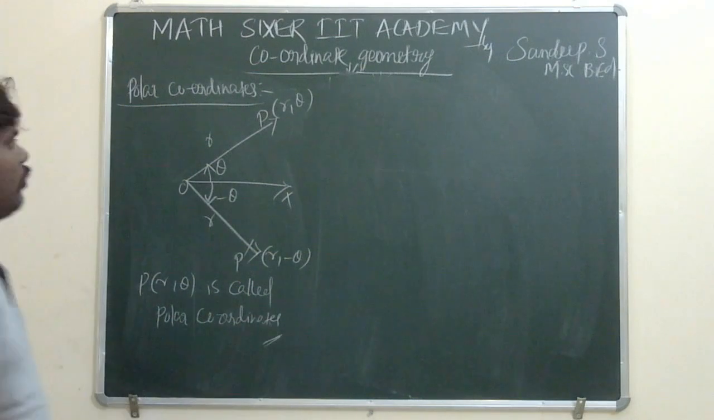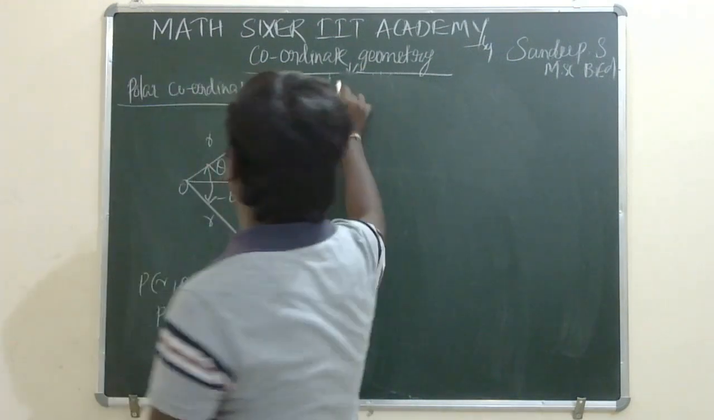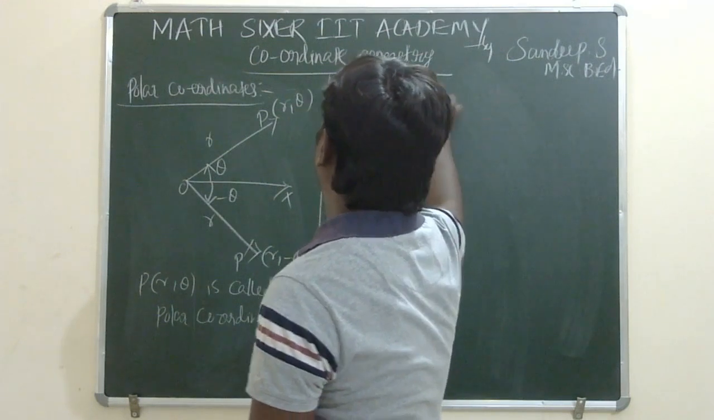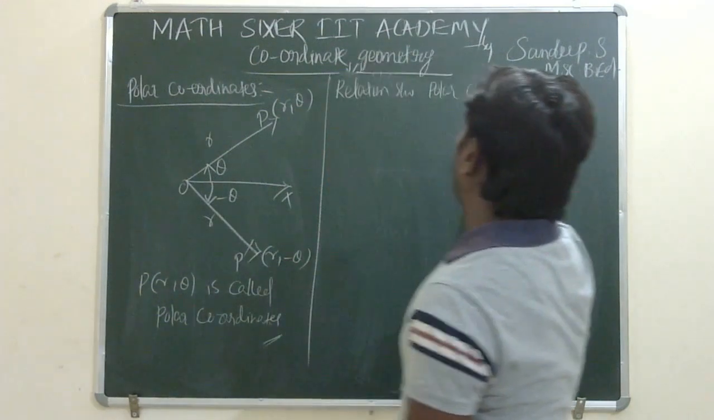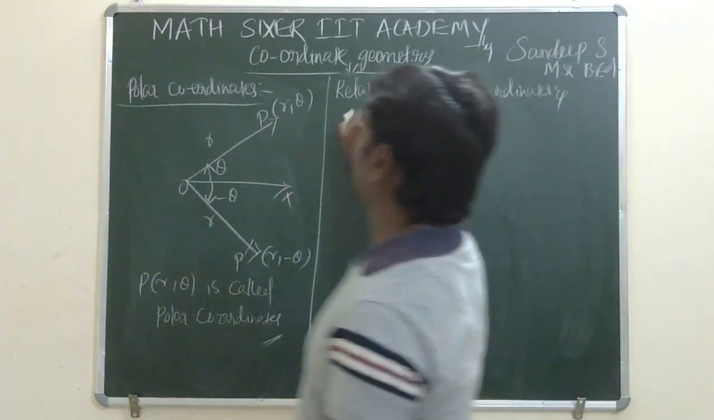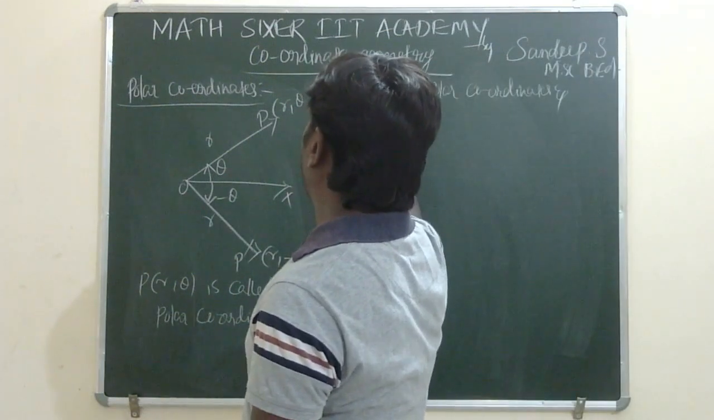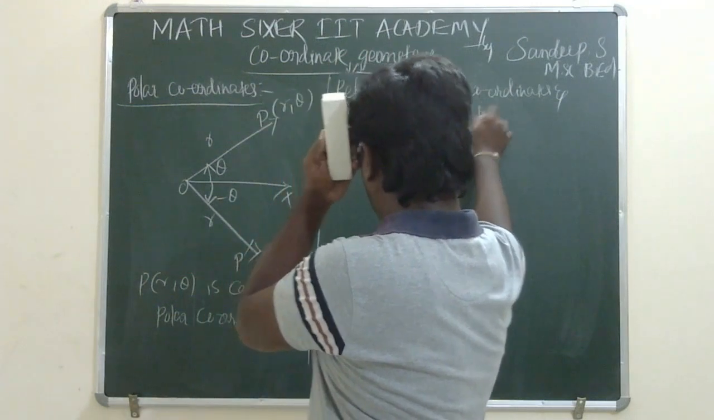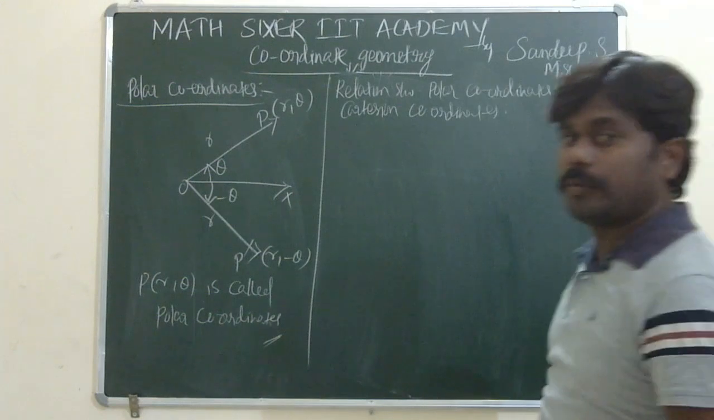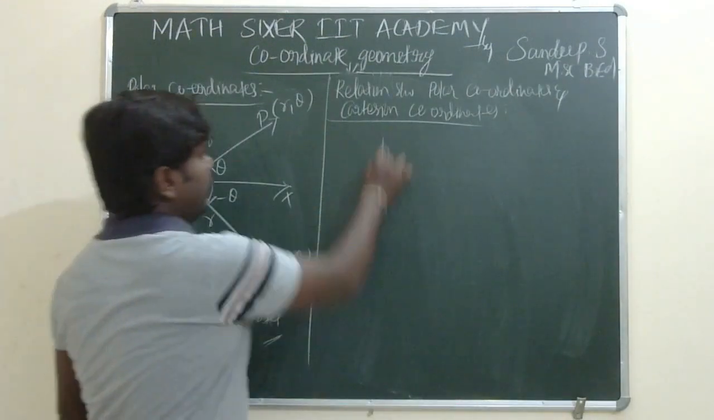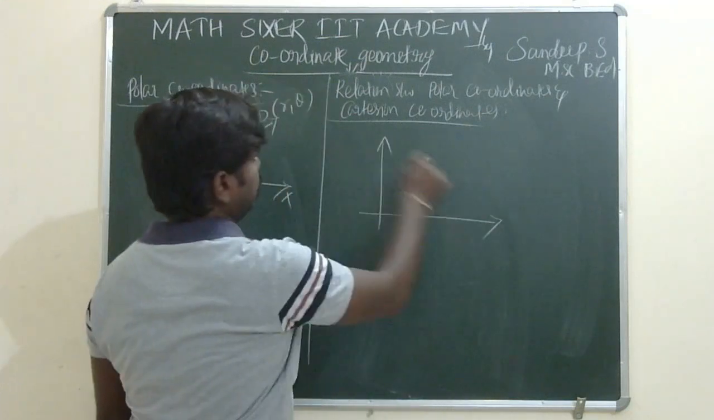Okay, so now we will see the relationship between polar coordinates and Cartesian coordinates. Here I am taking a point P.